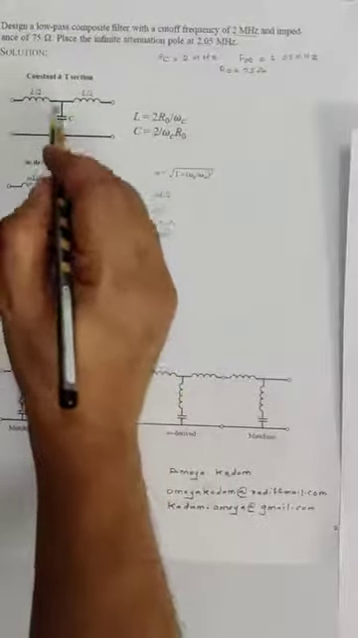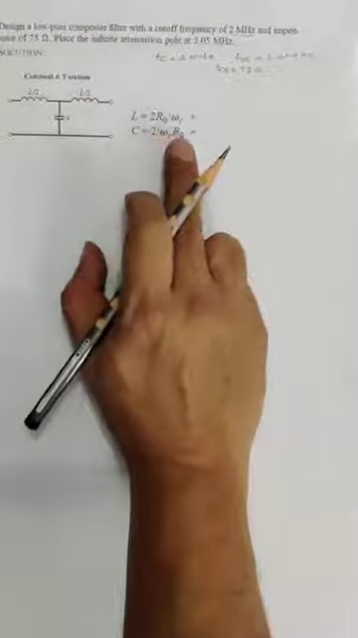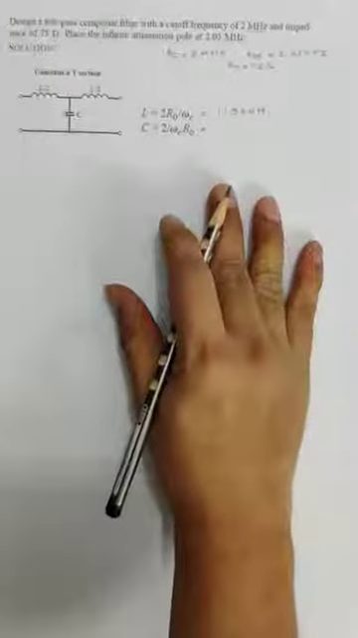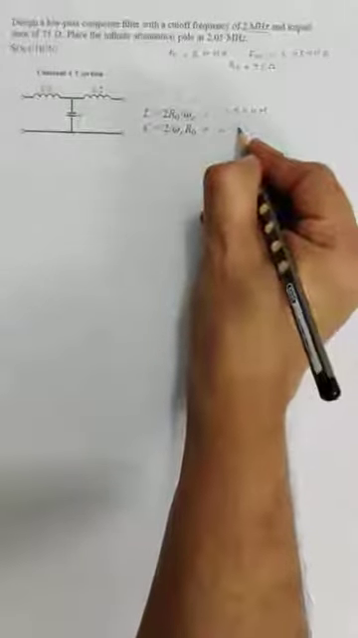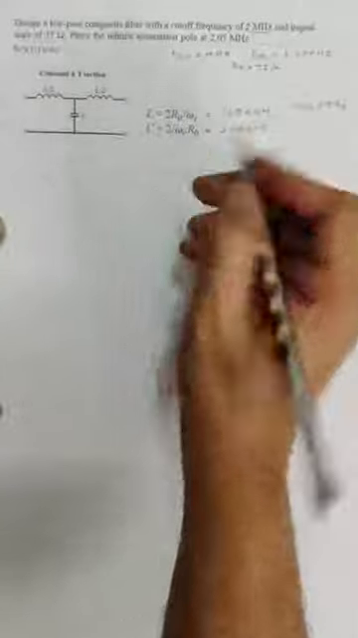First we'll design the constant k T section network. You have L by 2 in the horizontal arm and C over here. L can be calculated as 2 R0 by omega C, and C is 2 by omega C R0. So L results into 11.94 microhenry. You can check this calculation, and C turns out to be 2.122 nanofarad. Be careful about the calculation. Omega C is nothing but 2 pi FC, so here you will have 2 pi FC, and again here you will have 2 pi FC.